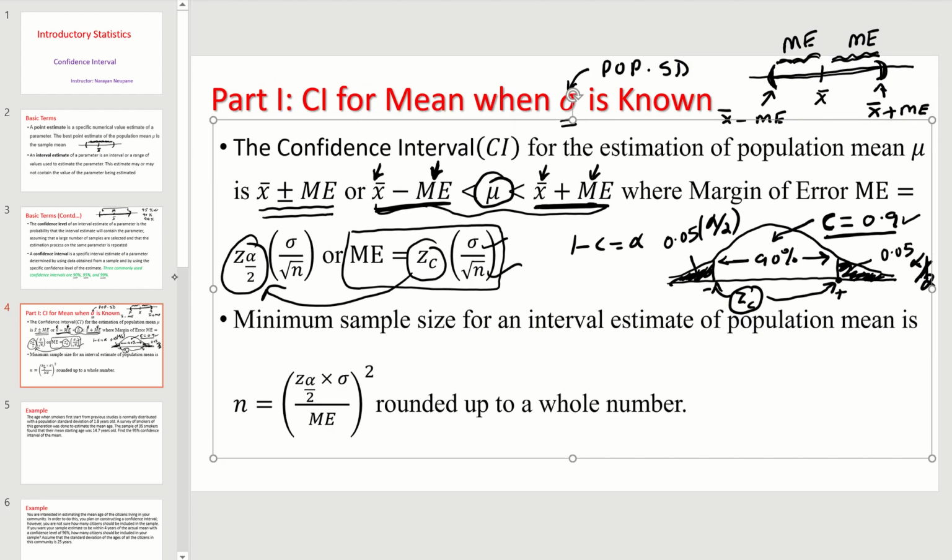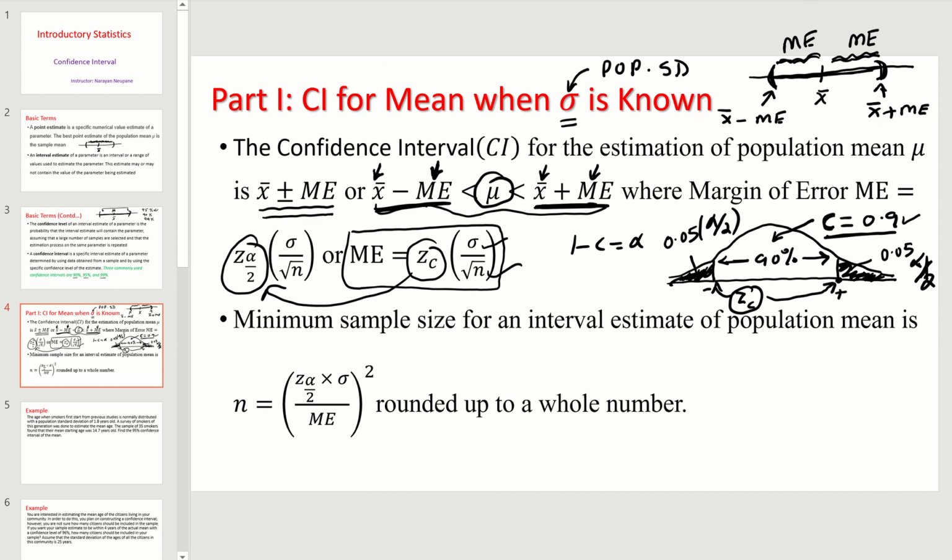Now, once we know the confidence interval, we can easily tell the probability that the parameter lies in the given interval with a certain confidence level. Sometimes, in order to get a certain confidence interval with a certain confidence level, we don't know the size of the sample. If we want to find the sample size, the minimum sample size for an interval estimate of the population mean is given by this formula here.